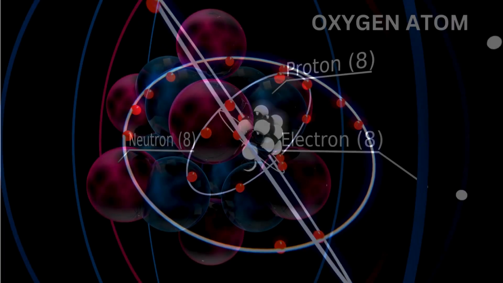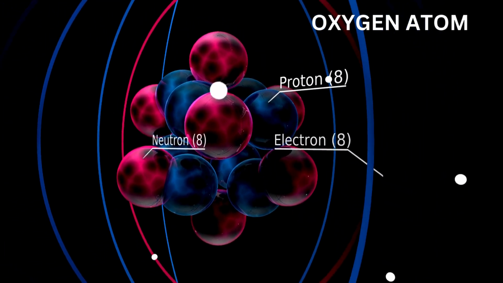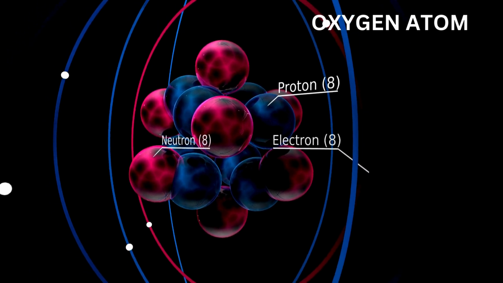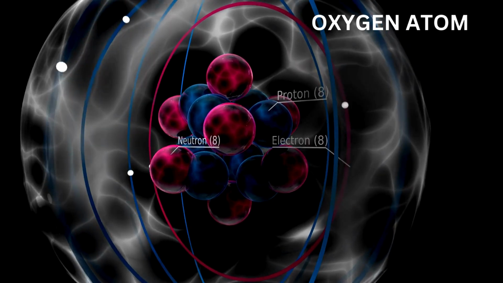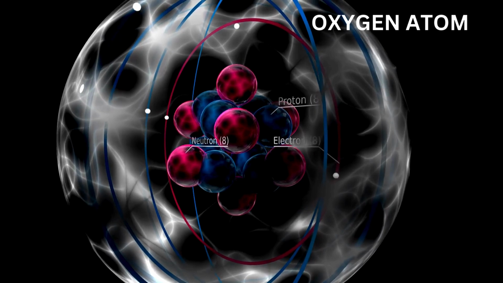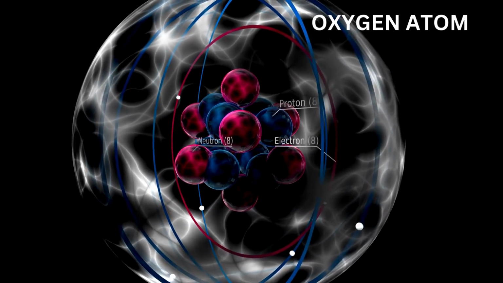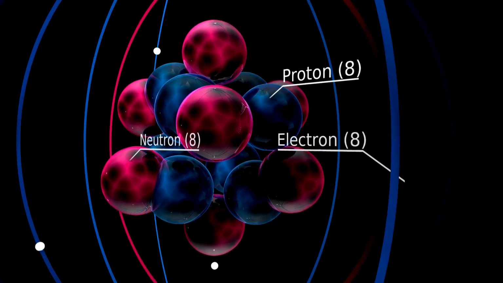Protons. Protons are positively charged particles found in the nucleus. Each element has a unique number of protons, known as its atomic number, which determines its identity. Neutrons. Neutrons are uncharged particles found in the nucleus. Together with protons, neutrons contribute to the mass of the atom.